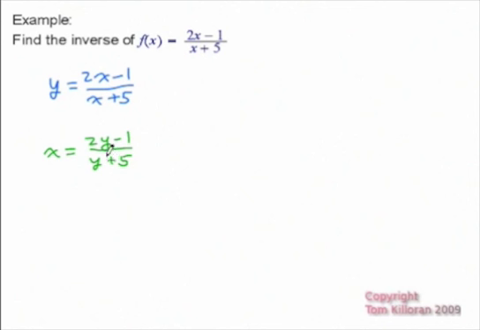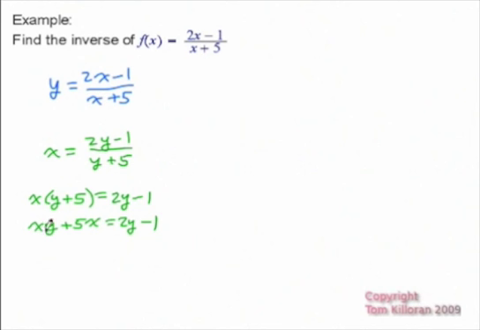Alright, and then the goal here is to solve for this y. Well, first off, we want to get rid of the fraction, so we'll multiply both sides by y plus 5. So we'll get x times y plus 5 is equal to 2y minus 1. Distribute, and you get xy plus 5x is equal to 2y minus 1.